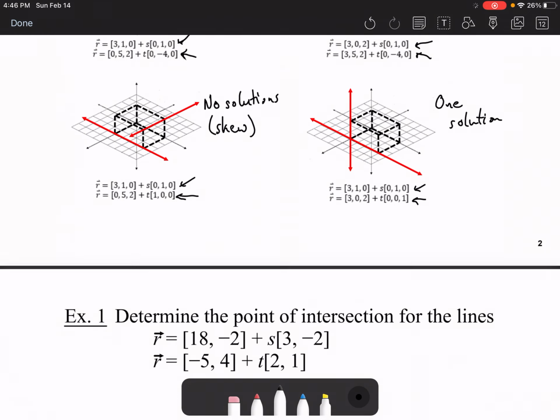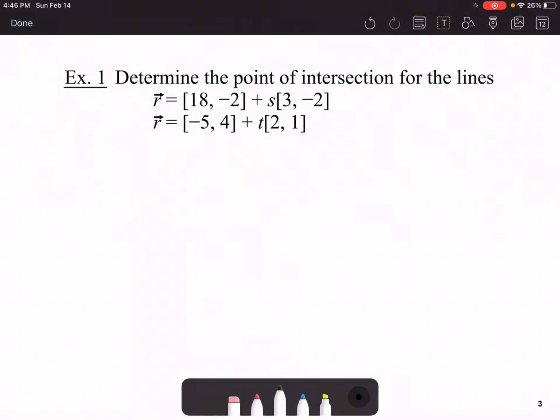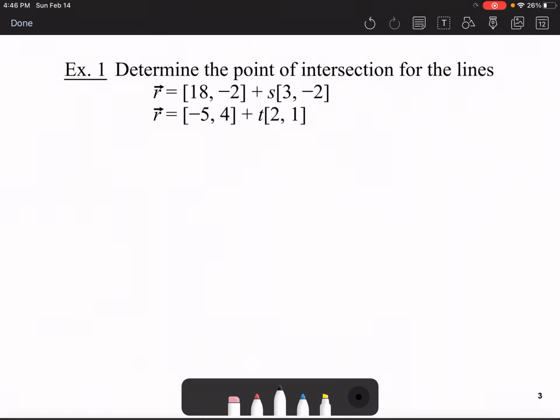So let's take a look at an example. So here we want to determine the point of intersection for these 2 lines. Well, to do this, I would actually suggest we change our 2 lines. We're going to call one line 1 and the other one line 2. And we're going to change these into scalar form first, and then we're going to compare them.